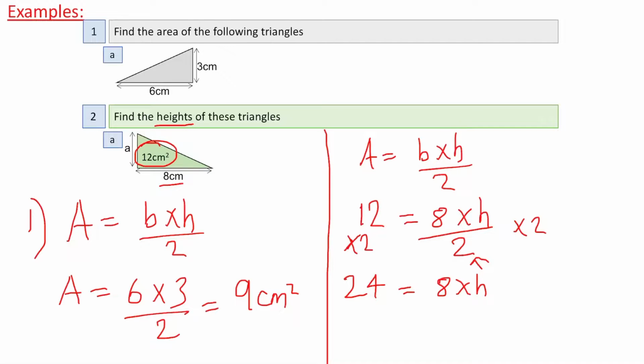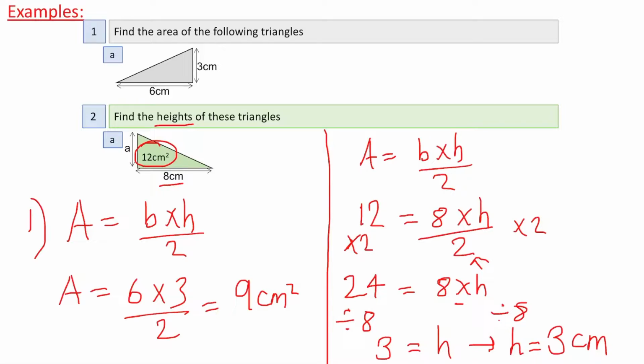We are now going to use inverse operations again. So we have multiplication here. The inverse of multiplication is division. So we are going to divide both sides by 8. Then we have 3. So 24 divided by 8 is 3. Is equal to h. Because 8 divided by 8 is 1. Therefore we are just left with 1h, which is the same as saying h. So our final answer for height is equal to 3 centimeters.